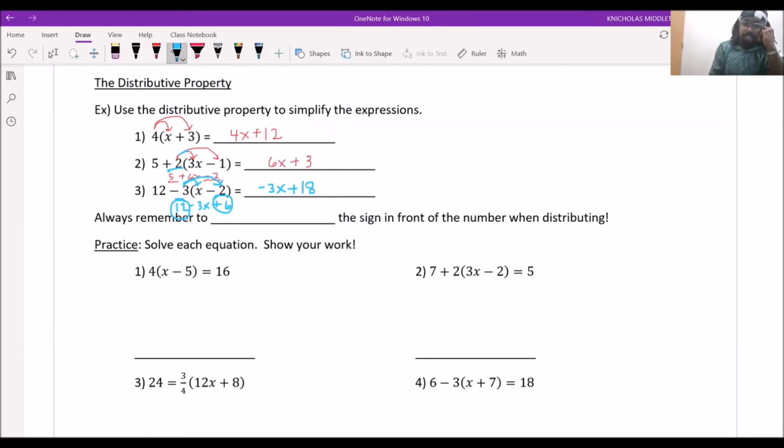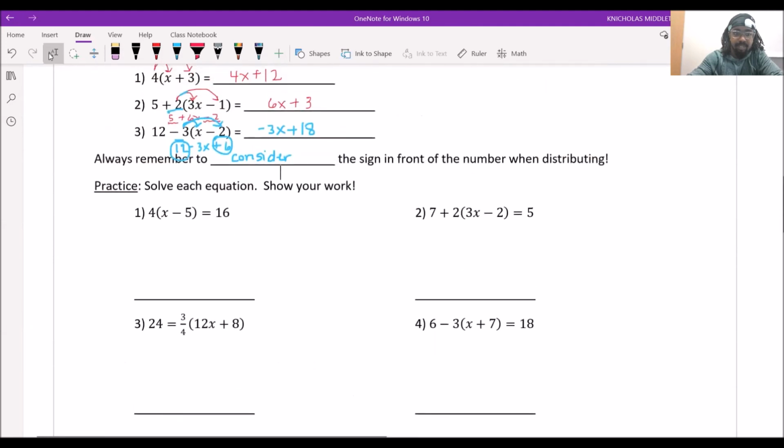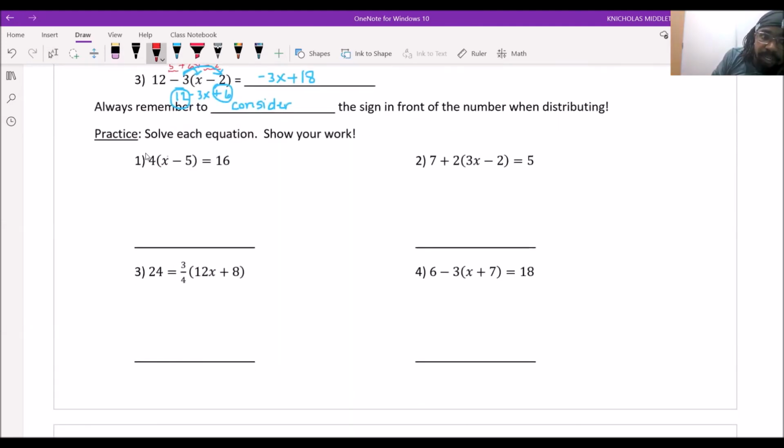All right, always remember to consider the sign, or check it. I like consider it. It sounds nicer. Consider the sign in front of the number when distributing, okay? So that's why we need to distribute this negative 3 and not just 3. Here are a few problems. Let's try it out. So here I'm distributing. I'll get 4x minus 20 equals 16. I need to get x by itself, so I want to add 20 to both sides. Okay, so now I have 4x equals 36. Divide by 4. x is 9.